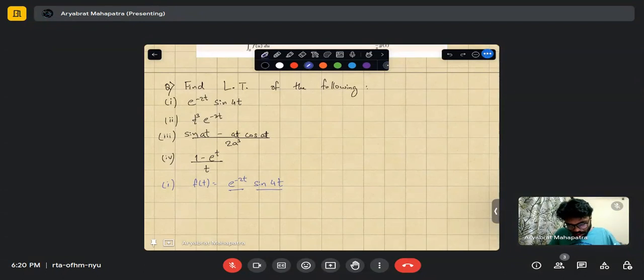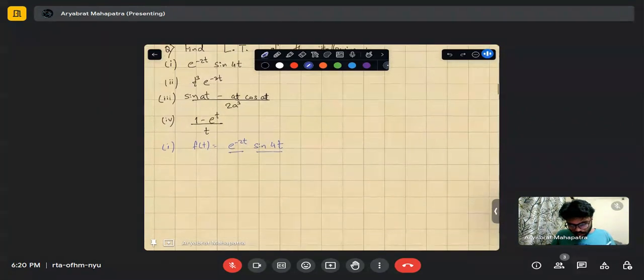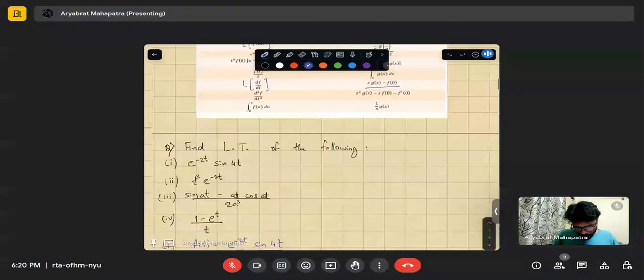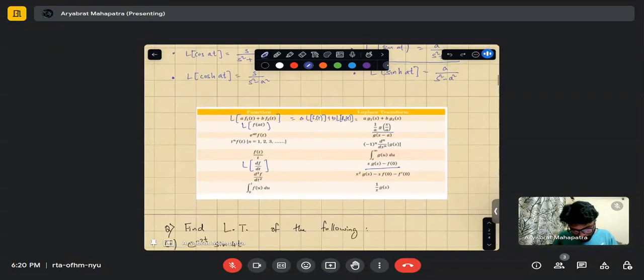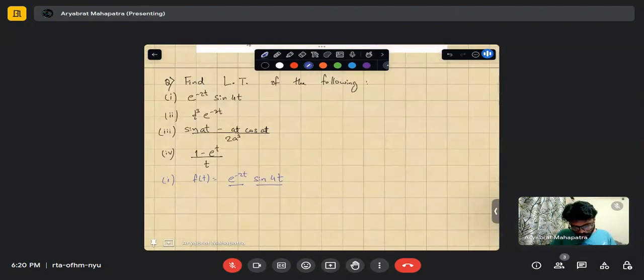Okay, fine. So the function is exponential of minus 2t times sin 4t. First of all, here you see the exponential is multiplied with sin 4t, so you can use the third property right here. The third one tells you that if exponential of at is multiplied with your function f of t, then its Laplace transform will be of the form g of s minus a. So here also we'll do something like that. Here you see exponential of minus 2t is multiplied with f of t.